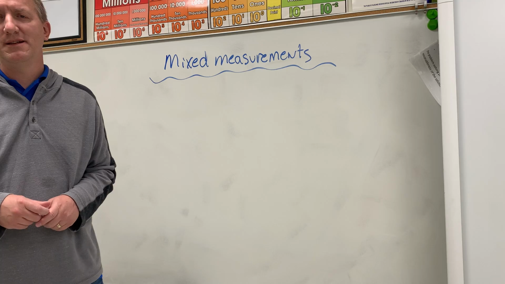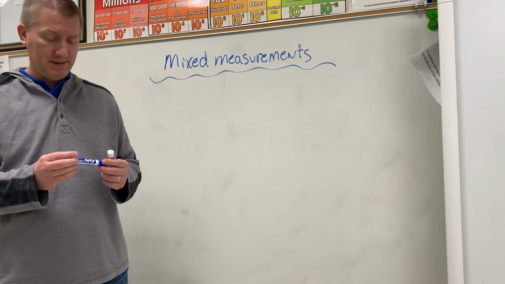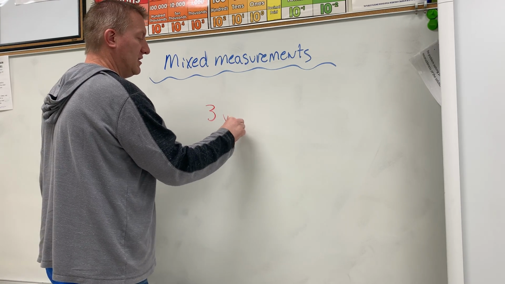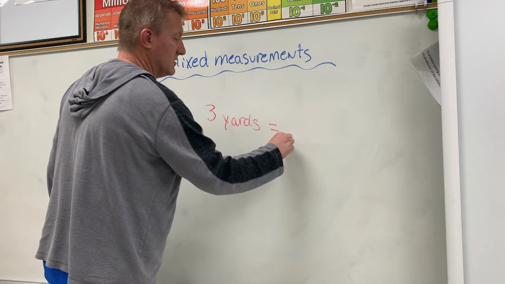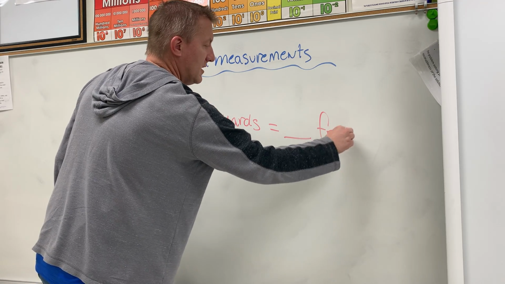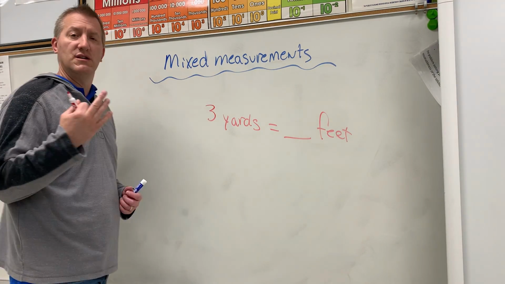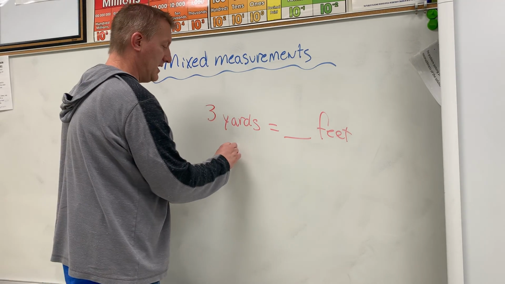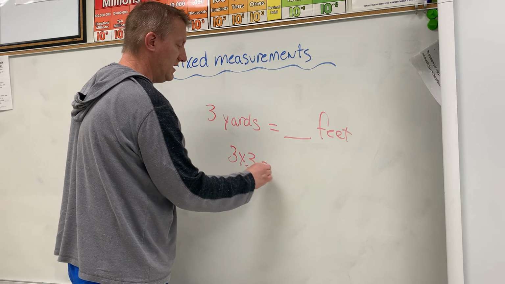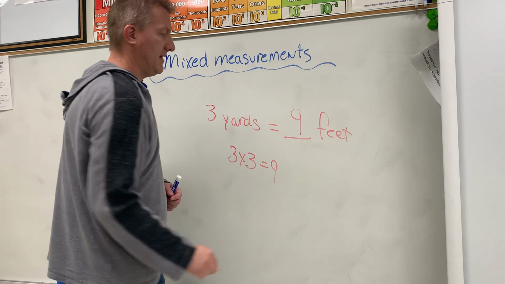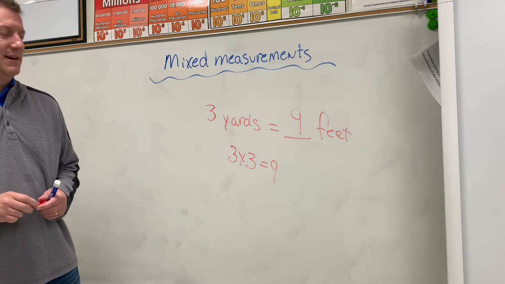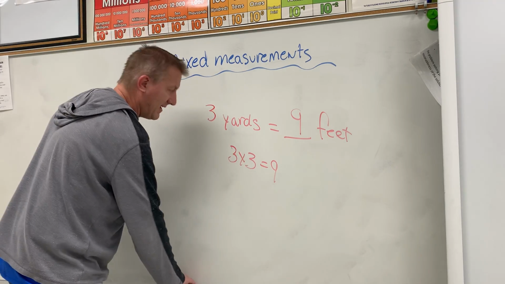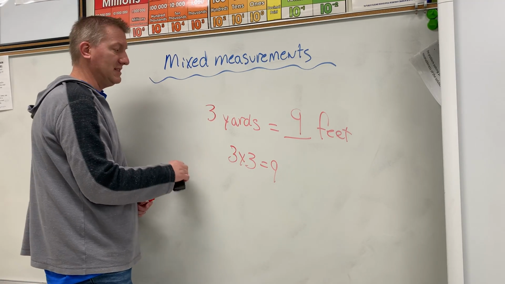We've been doing measurement this past couple weeks. So we've been working on stuff like changing 3 yards equals how many feet. Well, if you know there's 3 feet in a yard, then you simply take 3 times 3 equals 9, and that would mean there's 9 feet in 3 yards. Okay, so we've been working on stuff like that, and hopefully that's getting pretty easy for you.